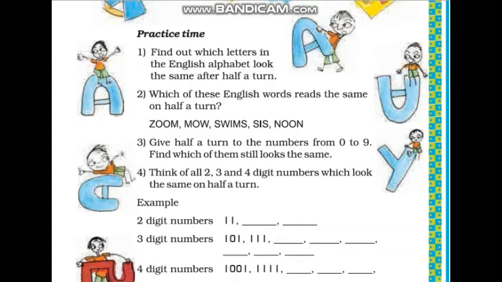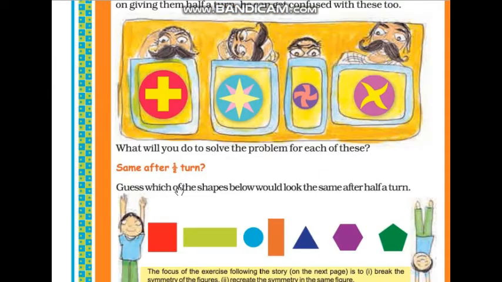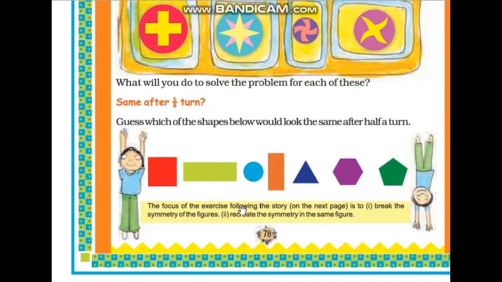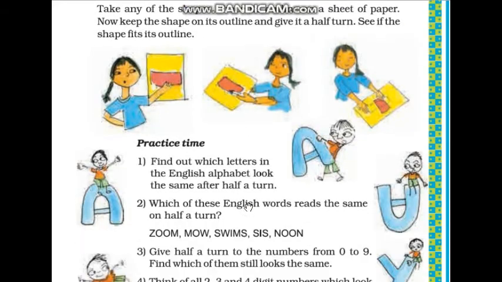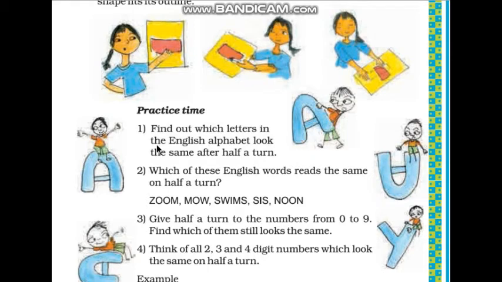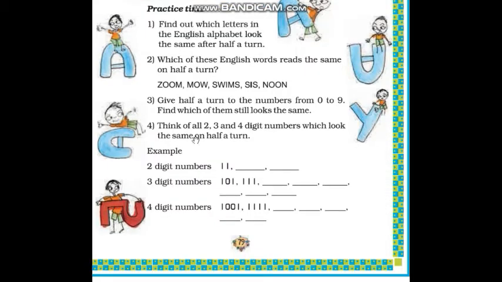In the last lecture we studied up to the topic same after half turn of chapter 5. And today we will continue with the practice time. Now practice time. First one, find out which letters in the English alphabet look the same after half a turn.